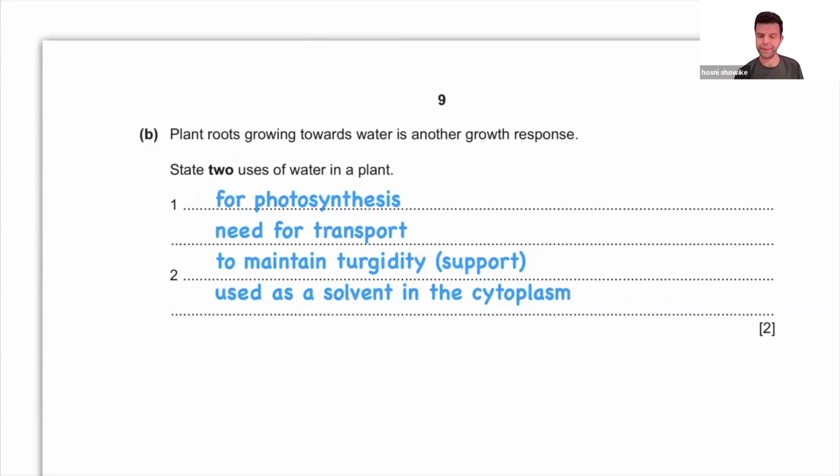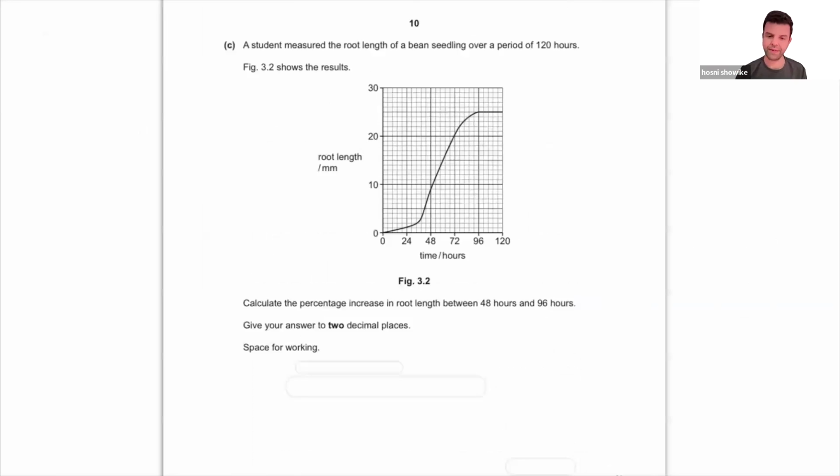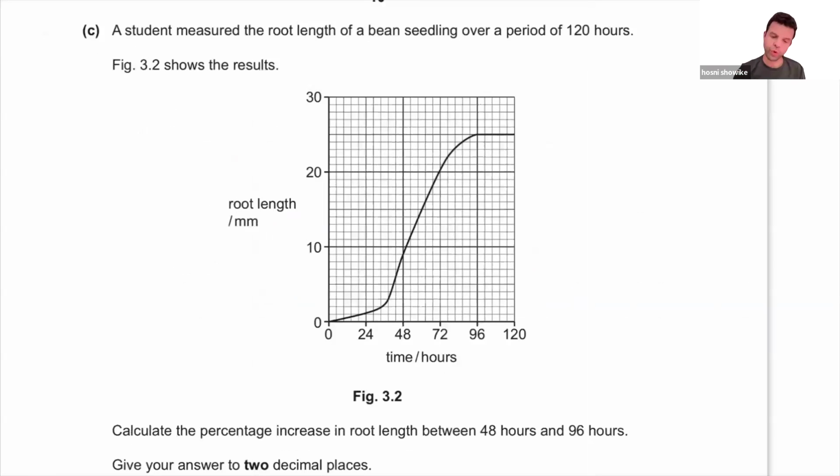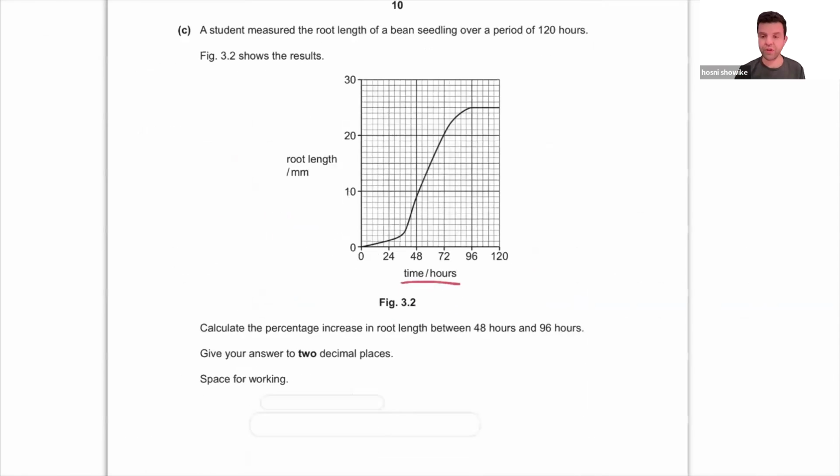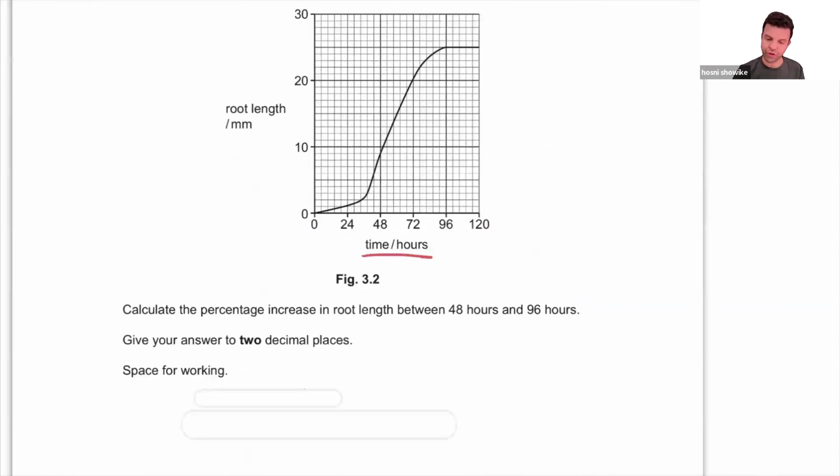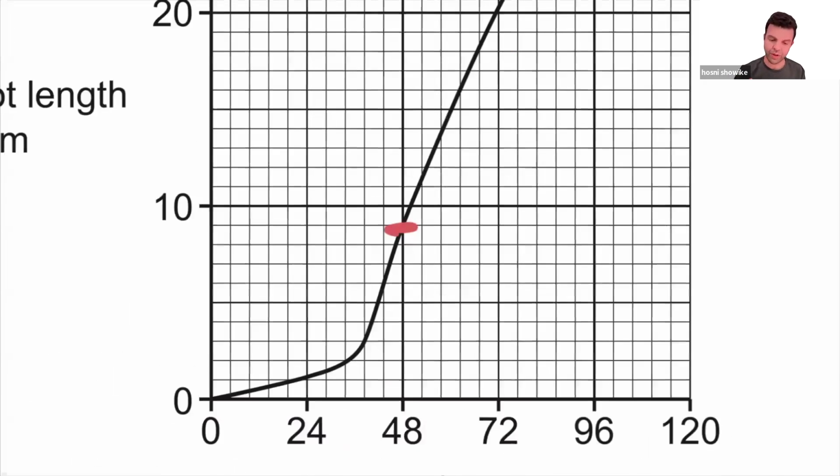Okay. Next page, they said you got root length against time. So we're measuring the length of the root against time. And they said calculate percentage increase between 48 hours, right here, until 96 hours, until here. So let's read from the graph how much is the root length at 48 hours. It's right here, right?